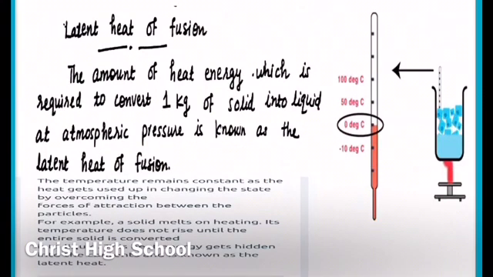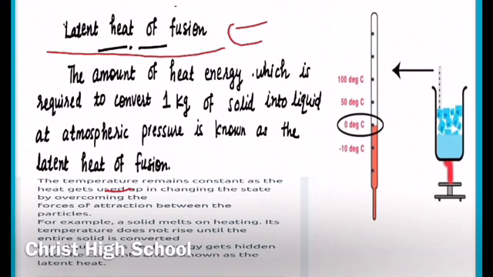The latent heat of melting is called latent heat of fusion. We know that fusion means melting only. So what will be the latent heat of fusion? It is the amount of heat energy required for the solid to remove the force of attraction when the solid starts changing into the liquid state. The temperature remains constant as the heat gets used in changing the state by overcoming the force of attraction between the particles.